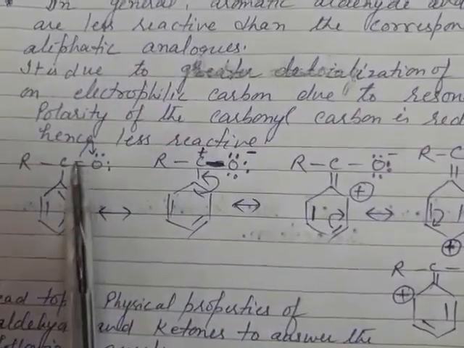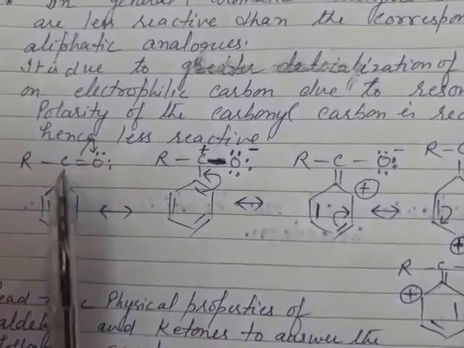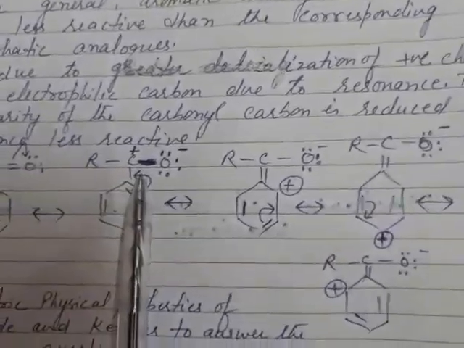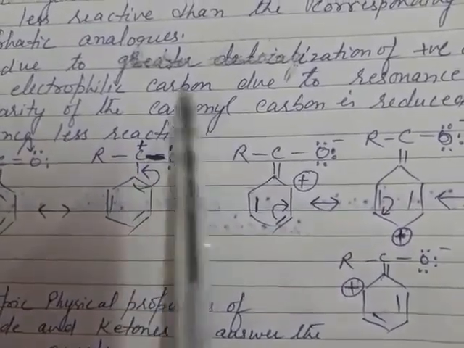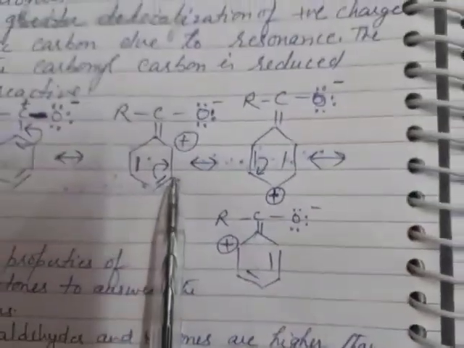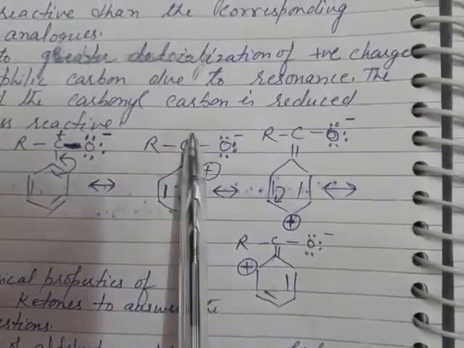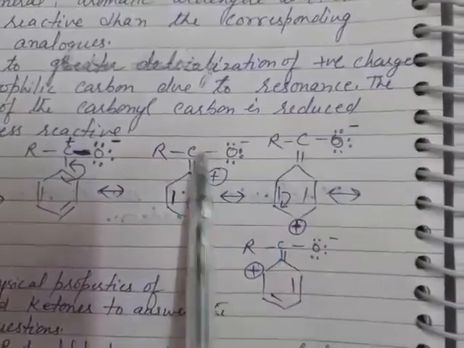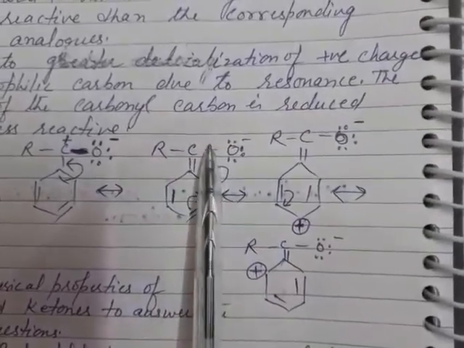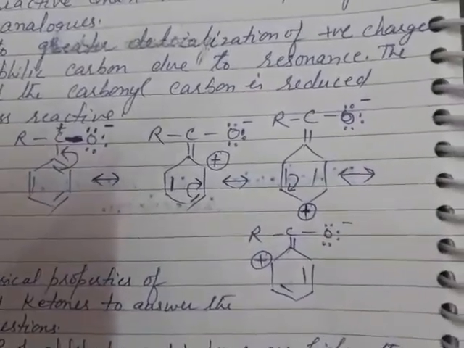You can see here this pi electron will move towards the oxygen because oxygen is more electronegative than carbon. Carbon will get the positive charge and it is a site for the nucleophile to attack, but due to resonance there is a charge dispersion, a delocalization of positive charge on the electrophilic carbon, and thus the polarity of the carbon is reduced.